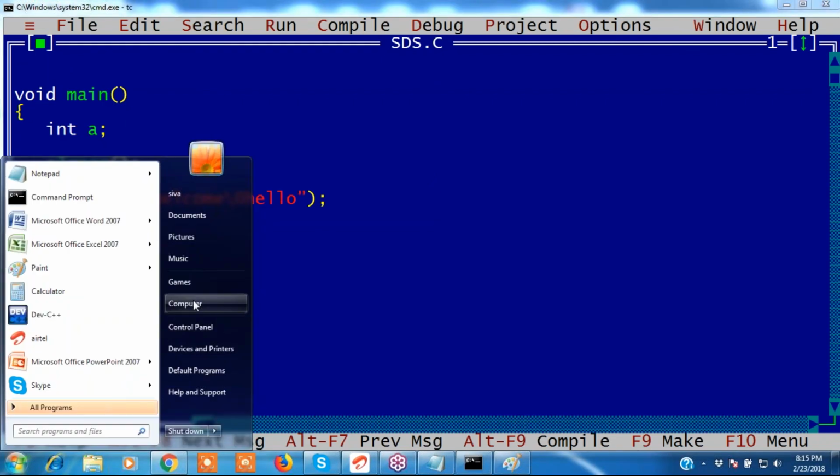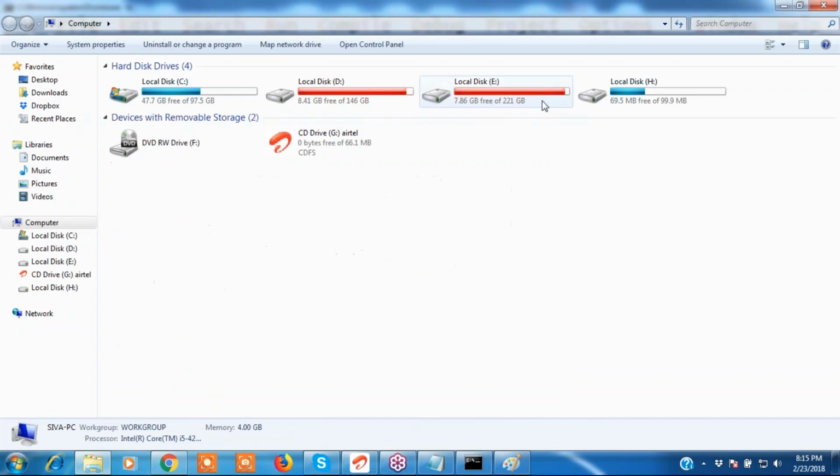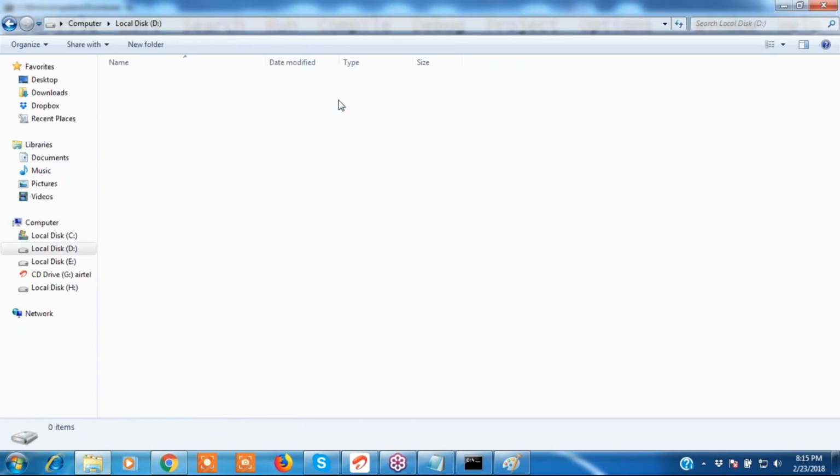Answer those questions. About printf and scanf statements, I want to show you.